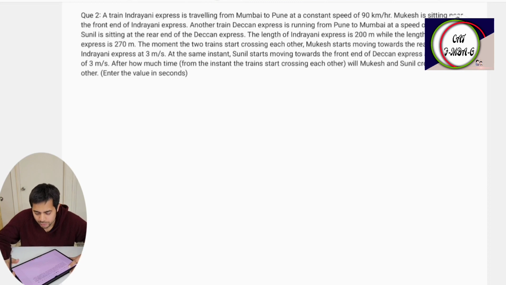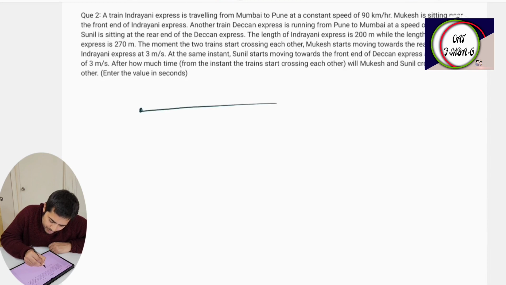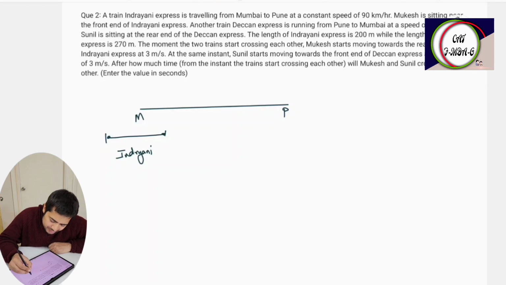Okay, another train question, a very good question. A train, Indrayani Express, is traveling from Mumbai to Pune at a constant speed of 90 km per hour, and other things are given in meters.